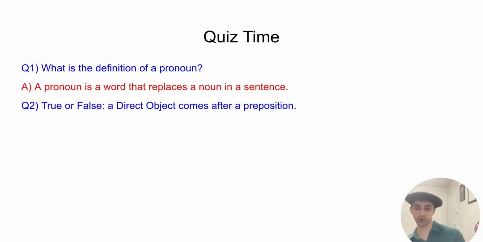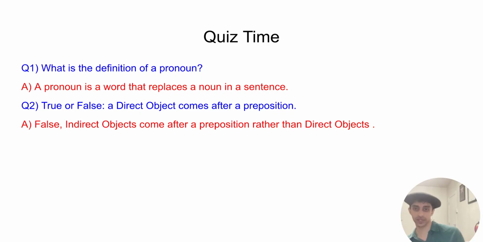Question 2 is true or false. A direct object comes after a preposition. Is that true or is it false? Let me give you a bit of time to think before showing you the answer. Okay, time for the answer now. So this one is false. Indirect objects come after a preposition rather than direct objects. And usually that's a good way to identify whether it is an indirect object or not. If it comes after a preposition, it should be an indirect object as opposed to a direct object.